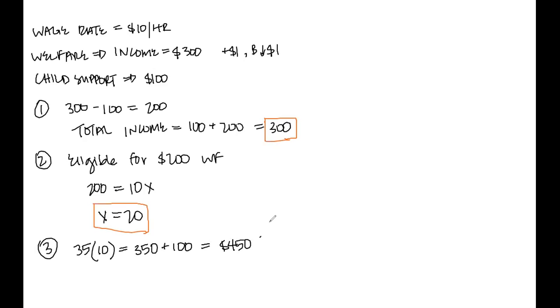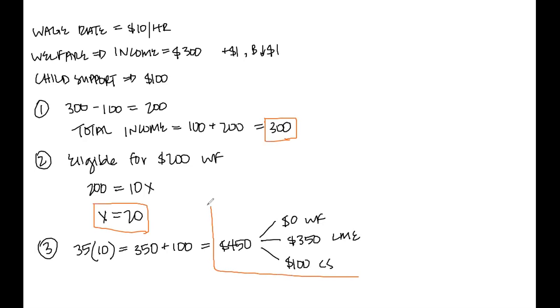And like I just said, of this $450, $0 is from welfare, $350 is from labor market earnings, and then $100 is from child support. And that is all that was needed for number 6.